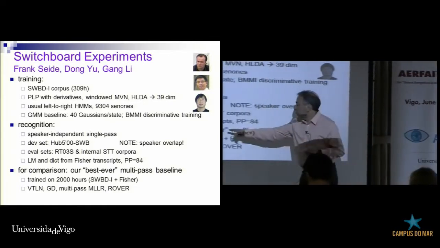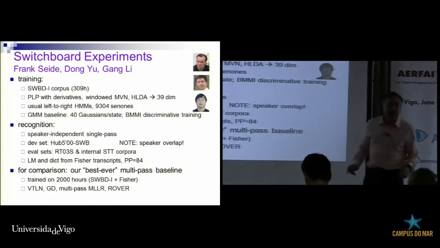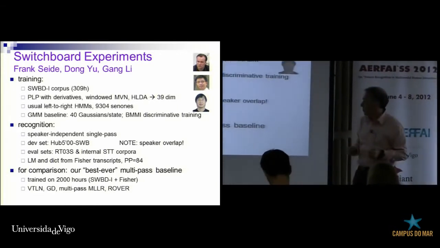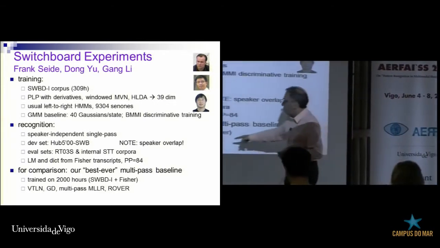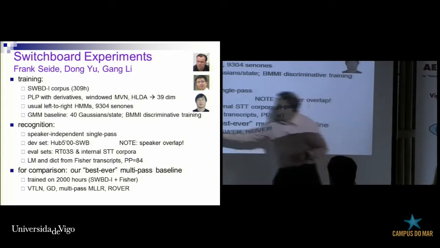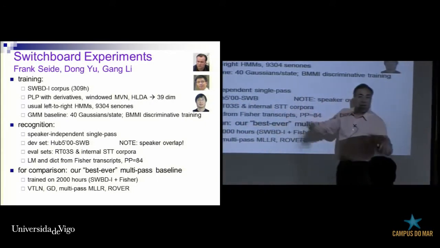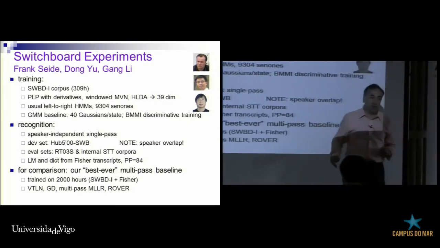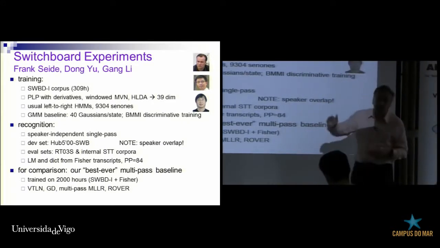And we also use our best-ever multi-pass baseline, where it does all the passes that I mentioned before, with ROVER, MLLR, gender-dependent systems, vocal tract length normalization. Again, that's all the acronym soup. Just to tell you, if you know about this, then this will mean something to you. If you don't, just know that we use our best system, okay?